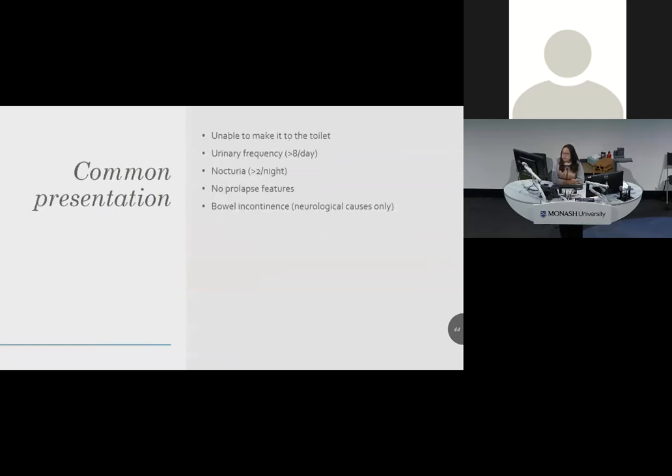Common presentations: I wasn't able to make it to the toilet, I wet myself in public, things like that. They won't go out often because they're so scared that they'll have an accident in public. A lot of them will go to the toilet multiple times a day and start training themselves to go every hour, because they think if they don't, they're going to have an accident. They'll have nocturia. They also will have no prolapse features and maybe some bowel incontinence as well.